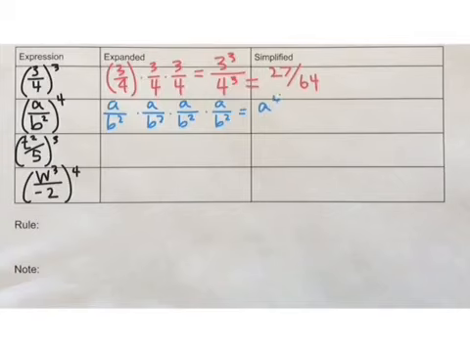power, and then b to the second power raised to the fourth power, and that would equal a to the fourth power, and then using our power of a power rule, this would be b to the 8th power.